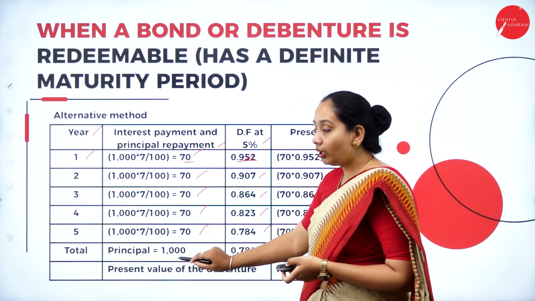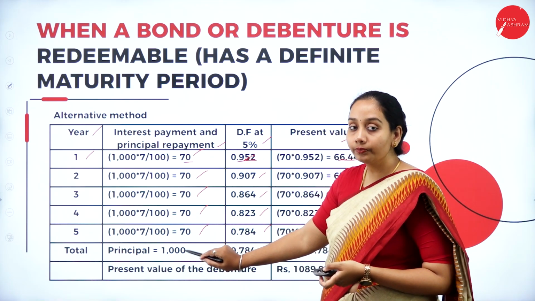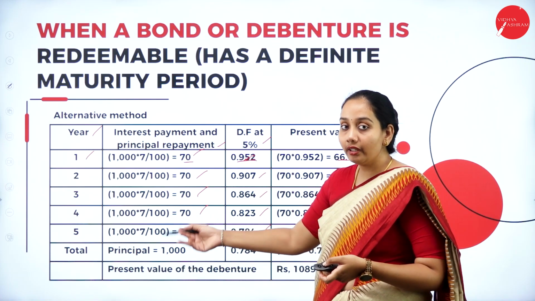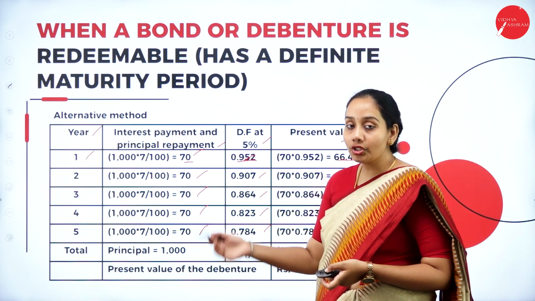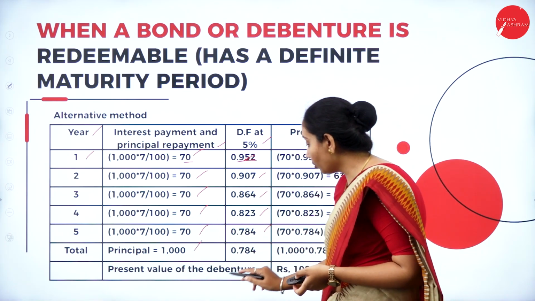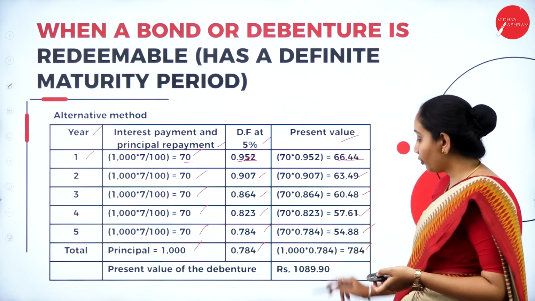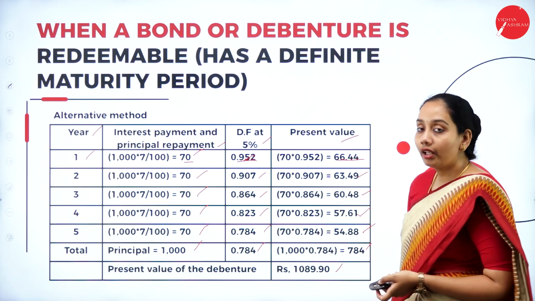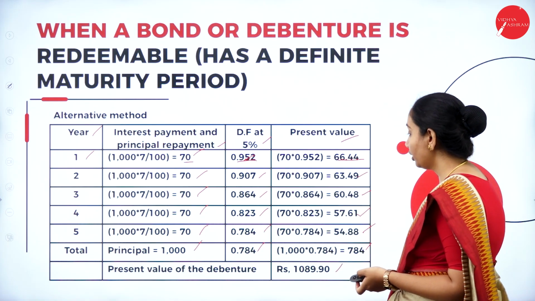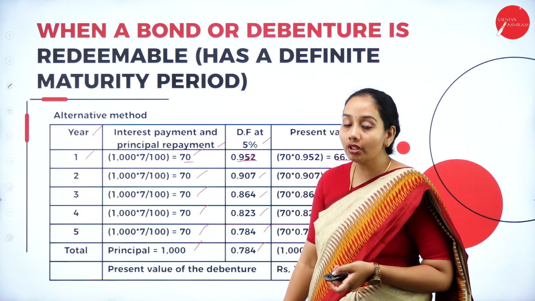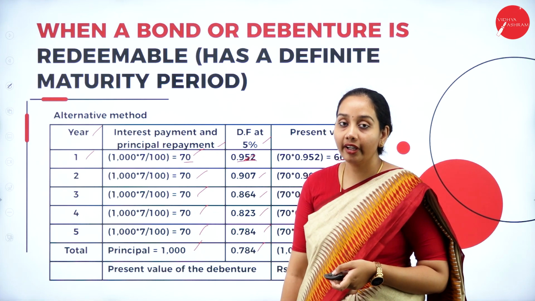Then at the end of the 5th year, there is the maturity value that is going to mature. So 1000 rupees into 0.784, we are going to get the value of 784. If we add all these, we'll get 1089.90. So this is how we calculate the valuation of the debenture by using the discounted rate method.